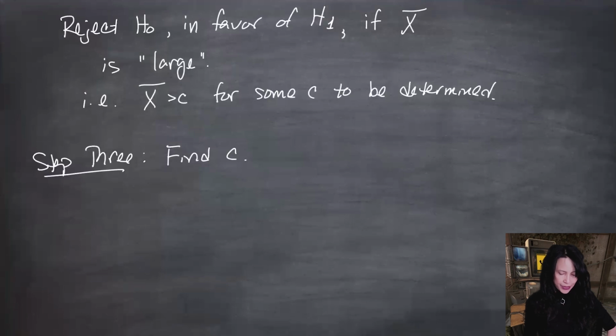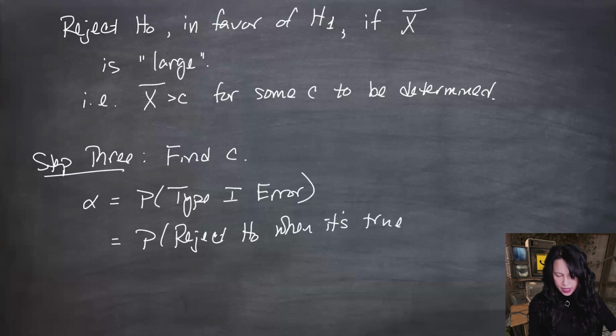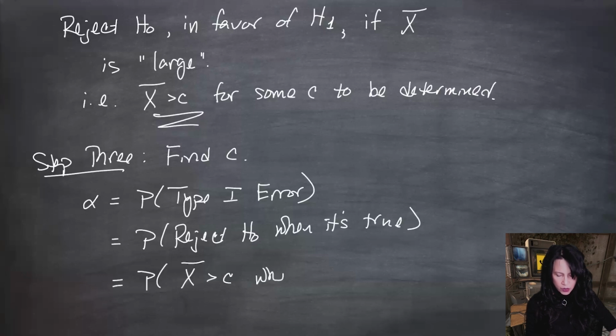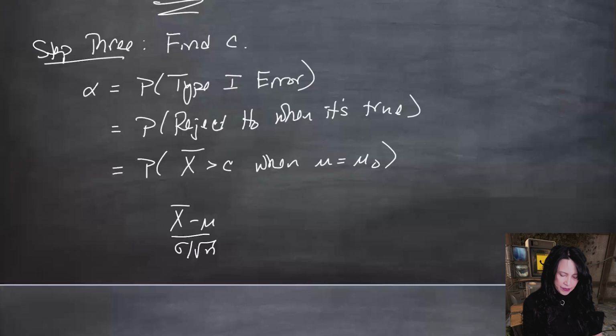But what is going to happen here? We are going to use alpha to find c. This is the probability of making a type 1 error, the probability you reject the null hypothesis when you shouldn't because it's true. Our rejection rule looks like this: the probability that x bar is greater than c when the true mean is mu naught. And I want to turn this into a standard normal, but I can't, because the next step would be to say x bar minus mu naught over sigma over the square root of n is greater than c minus mu naught over sigma over the square root of n.